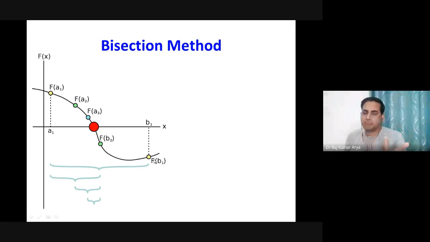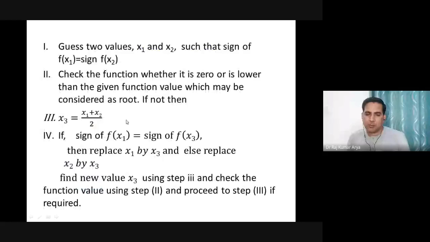FB1 would be some minus value, and then you take the average of that: this plus this divided by 2. So that would be another point here. That's how you would proceed.